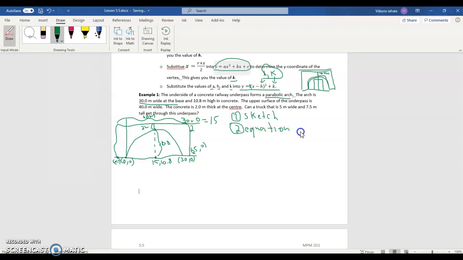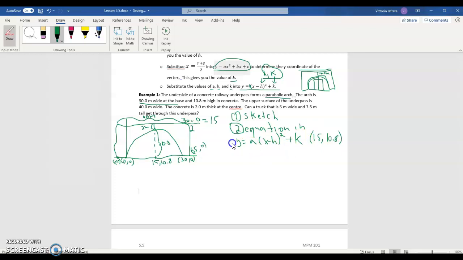Equation in the form y is equal to a(x minus h) squared plus k. Don't forget the squared here. That's something we often forget when we go too fast. Now we have h and k. We know that h and k are 15 and 10.8. So we found that already by doing our sketch. So that's why a sketch is important, because it actually gives you a lot of information.